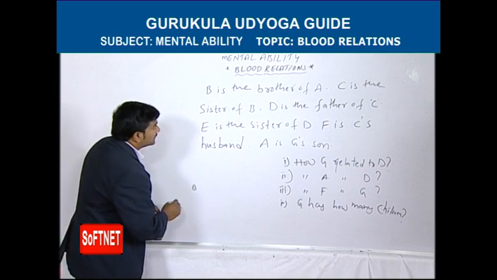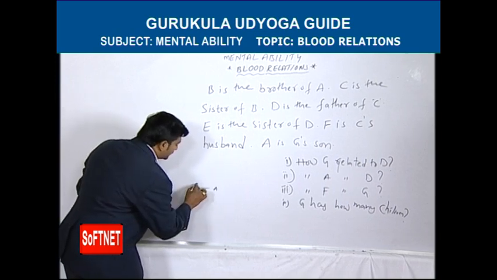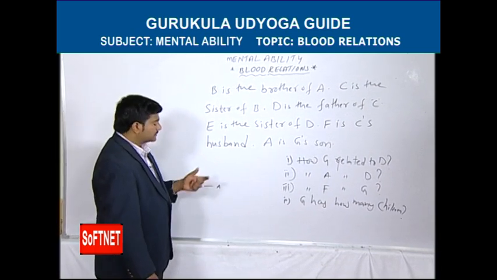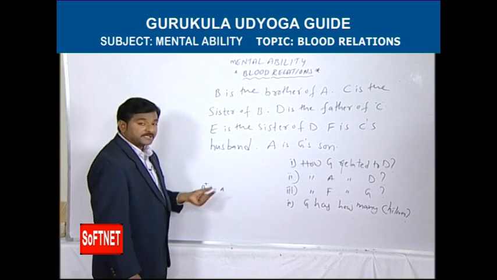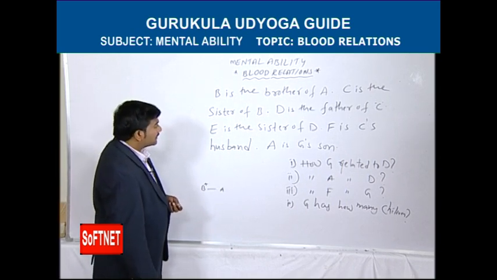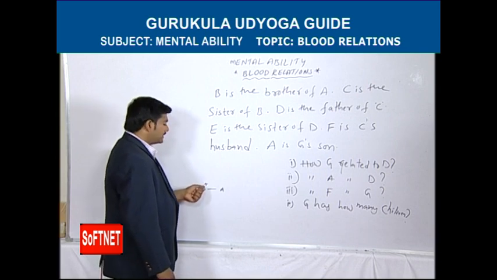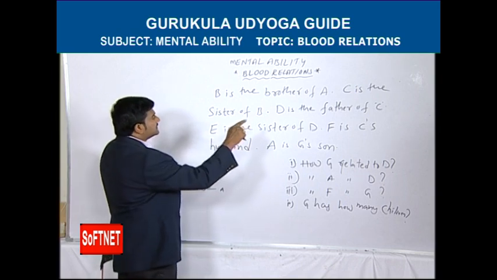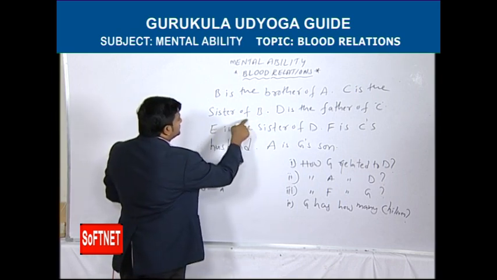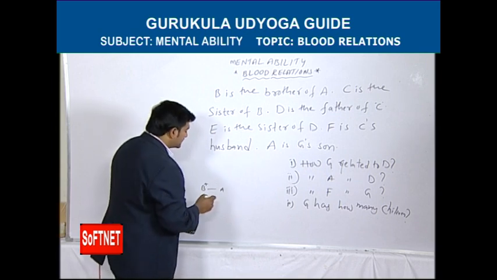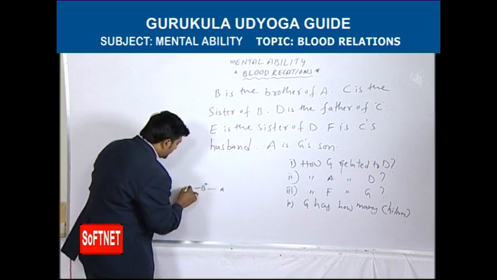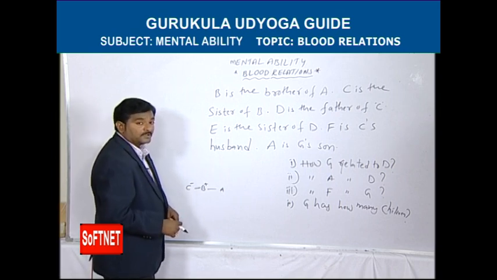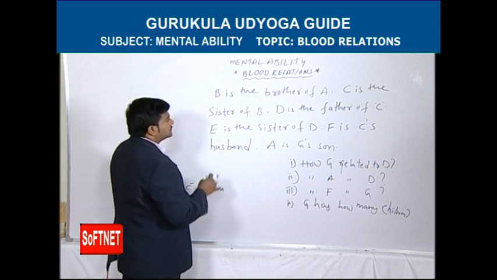B is the brother of A. So here no issue, B is the male gender. I cannot say the gender of A, but B is male gender because B is the brother of A. I don't know the gender of A, keep aside. C is the sister of B. What does it mean? Here I know the gender of C also. C is the sister of B, that is okay.